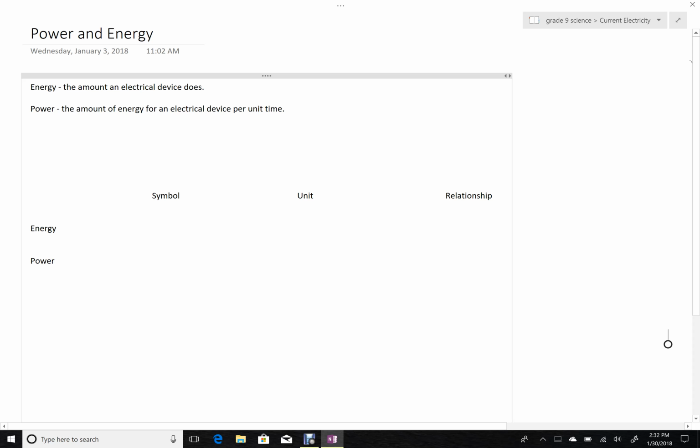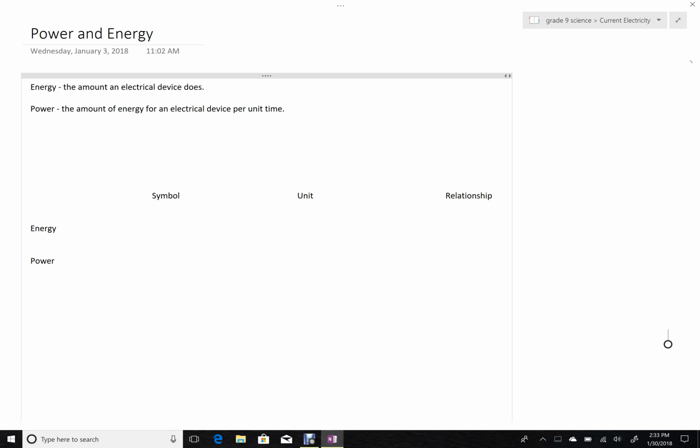Power and energy. Power and energy are two terms that are used in physics in more fields than just electricity. Energy refers to the total amount that's done. If we imagine an electrical device, we say the total amount that electrical device has accomplished. It's a little tricky because it depends on the type of electrical device. For example, a speaker, we'd measure its energy as the total amount of sound energy that it had produced.